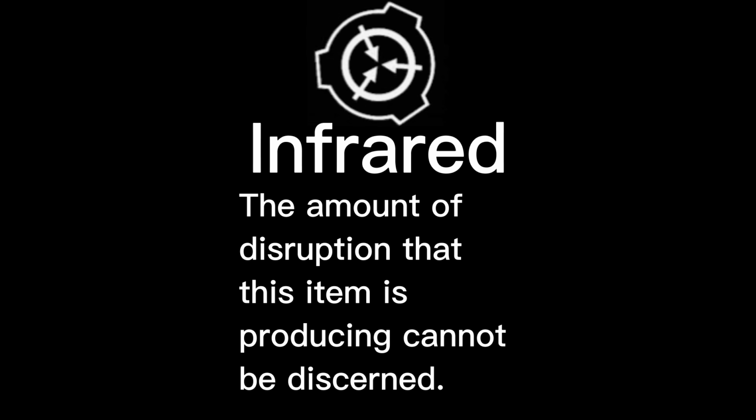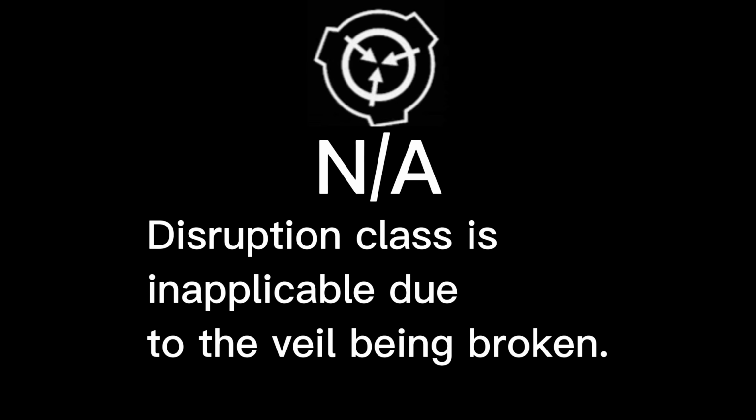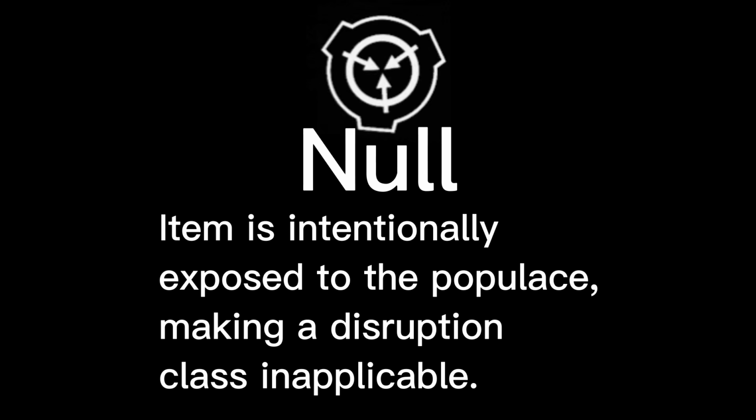Disruption class. Infrared. The amount of disruption that this item is producing cannot be discerned. Erlation. May cause great shifts in reality. However, due to altering reality, these effects are considered normal. Not applicable. Disruption class is inapplicable due to the veil being broken. Null. Item is intentionally exposed to the populace, making a disruption class inapplicable.